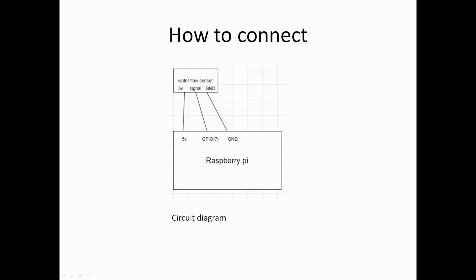For the connection part, the water flow sensor has 3 pins. One is 5V, another is ground, and the last is the signal. I connect them to the 5V, ground, and general purpose input output GPIO pin on the Raspberry Pi. In my case, I'm using GPIO pin 7.